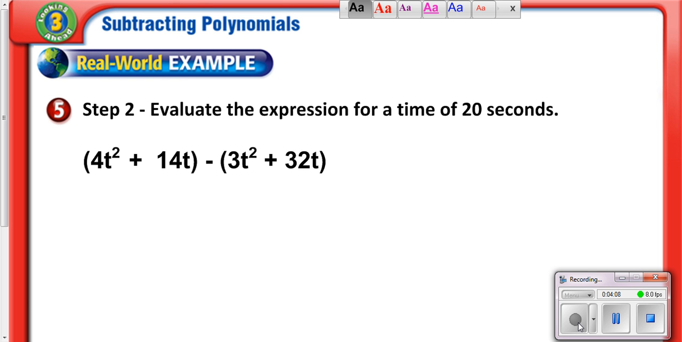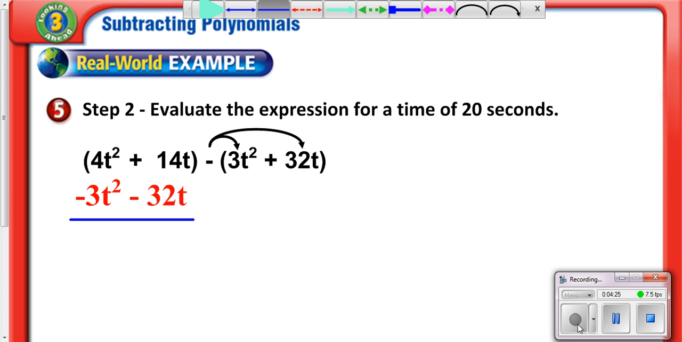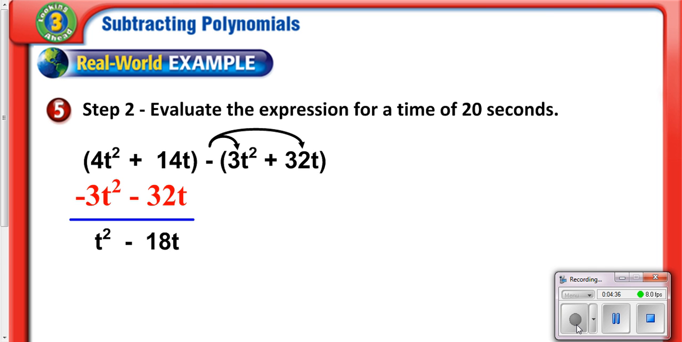Before I put in 20 for t, time, I'm going to go ahead and evaluate the expression by subtracting the two binomials first. So what I'll need to do is distribute that negative sign into the second binomial here. So here's the negative sign. We'll distribute first. Following our distribution, we would get negative 3t squared minus 32t. Again, the like terms are stacked, so we'll go ahead and work down the paper here, giving us t squared minus 18t.